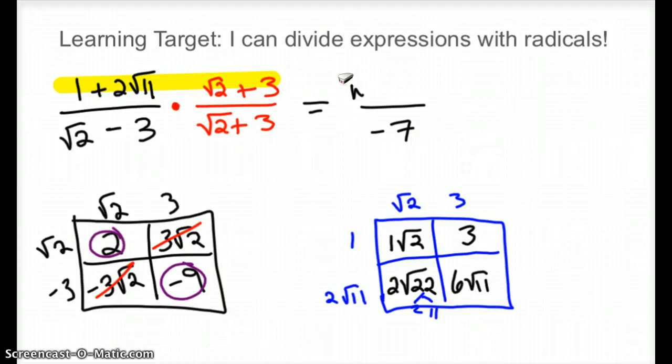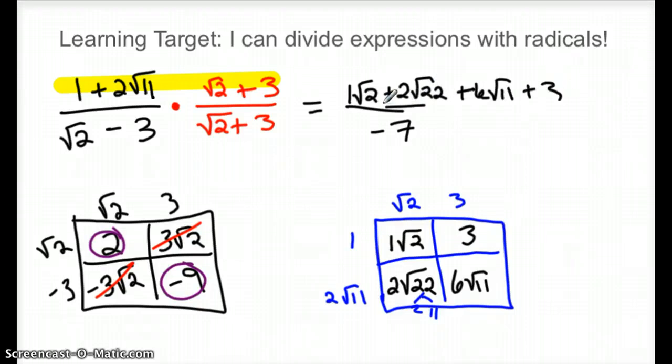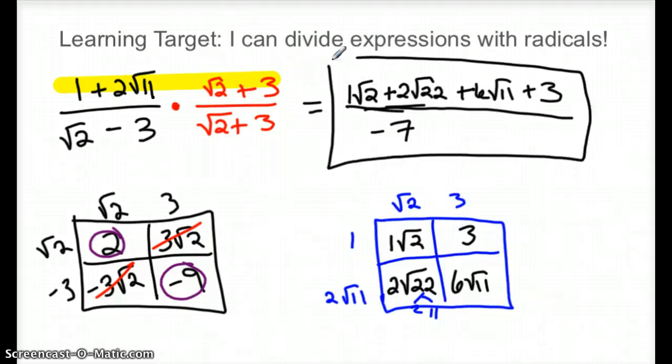Help if I would actually write a radical house. We have 1 radical 2 plus 2 radical 22 plus 6 radical 11 plus a 3. That big hot mess is your numerator, and that would be our final answer for division. Our radical is out of the bottom, which is what needs to happen.